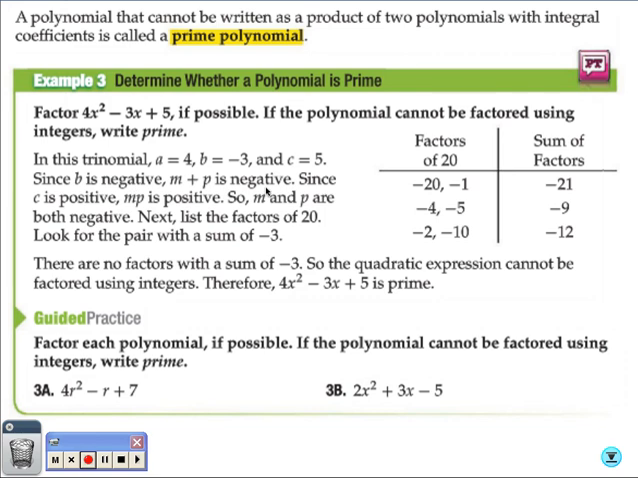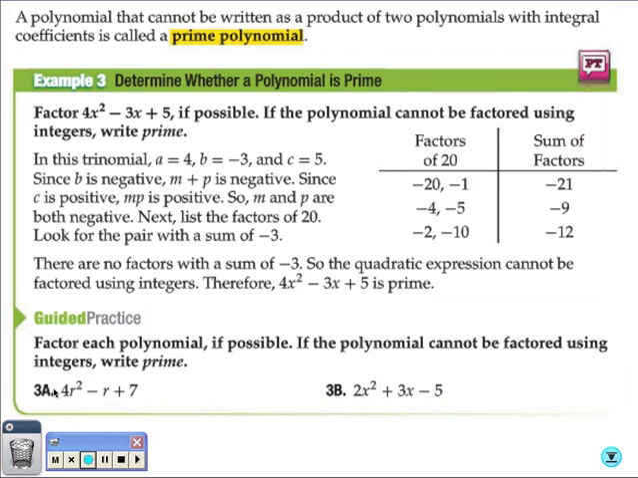Sometimes polynomials can't be factored. If I told you to find all the factors of 13, it's just 1 and 13. So we can have a prime polynomial in the same way that we can have a prime number. 4x squared minus 3x plus 5, for example. Take a look at those. There's the factors of 20, 4 times 5. There are no factors of 20 that add up to the middle number. No factors of 20 that add up to negative 3. So there's no factors here.